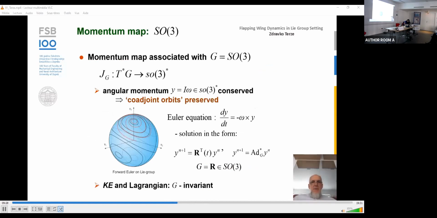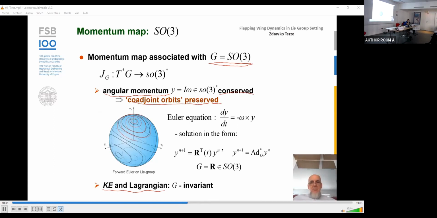In the context of rigid body rotational motion, momentum map associated with SO3 Lie group is angular momentum that lives in dual space of Lie algebra. If kinetic energy of rotational part of rigid body motion, or Lagrangian of such a motion, is invariant on this Lie group action from the left, then angular momentum will be conserved, or, speaking the language of geometric mechanics, coadjoint orbits will be preserved.